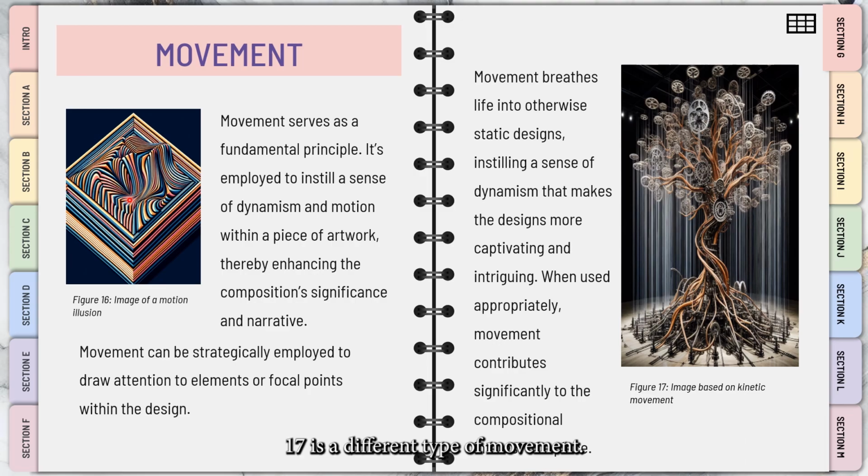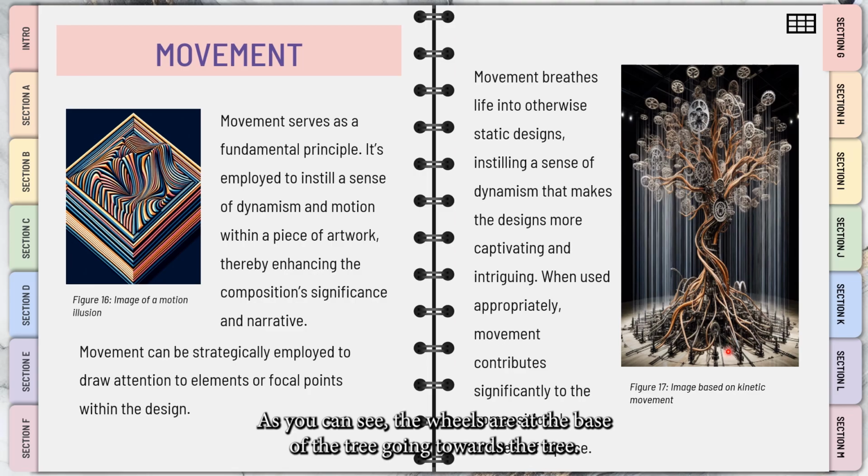Figure 17 is a different type of movement. It's based on kinetic movement. Using a tree with wheels, these lines indicate that the wheels are falling down from the tree. As you can see, the wheels are at the base of the tree, going towards the tree.